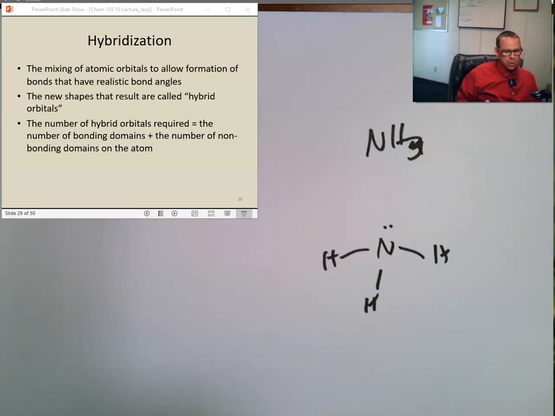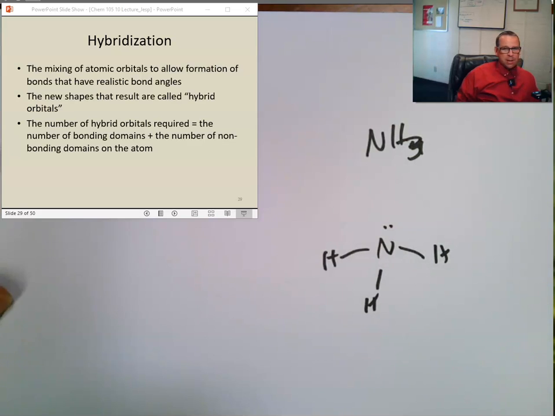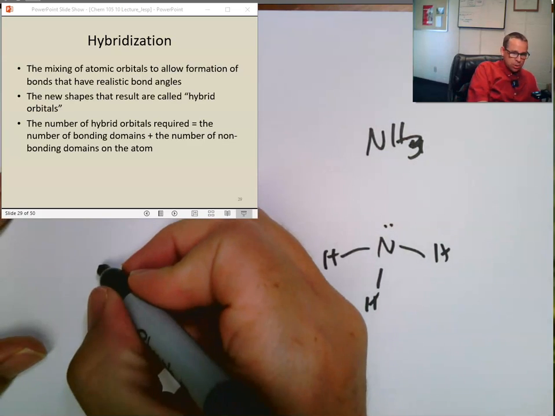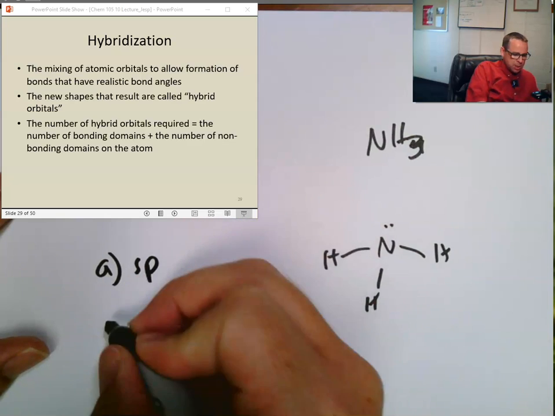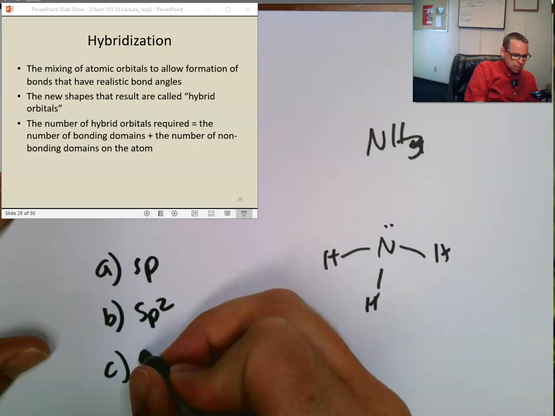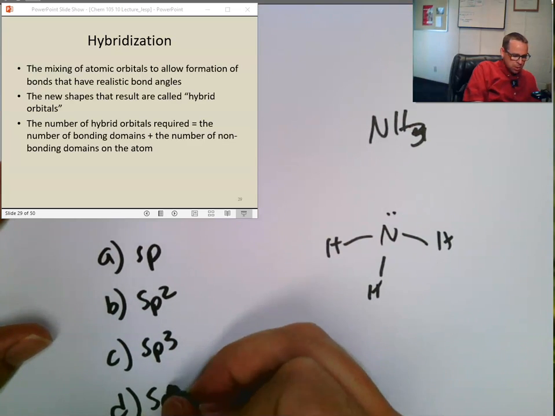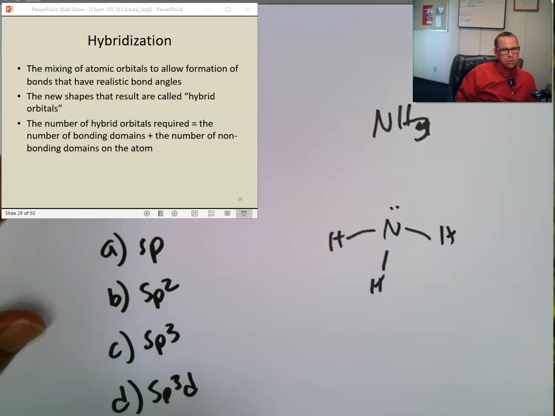What do you think, Aisha? What is the hybridization around the central atom, around the nitrogen? And the answers are going to look like this. A, sp hybridized. B, sp2 hybridized. C, sp3 hybridized. Or D, sp3d hybridized. Those are our choices, Aisha. What do you think? Which one?